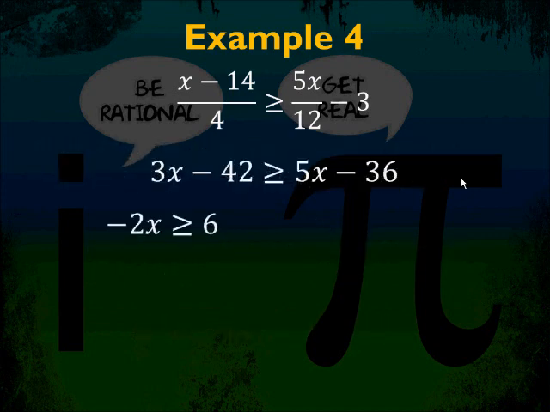So if you move the x's to the left side and move the integer values to the right, you get negative 2x is greater than or equal to 6. Divide both sides by negative 2. Don't forget to flip the sign. You get x is less than or equal to negative 3. So you plug that into your solution set and you write down your final answer.